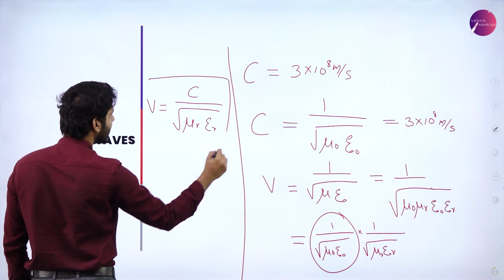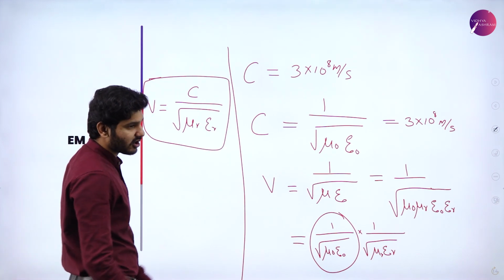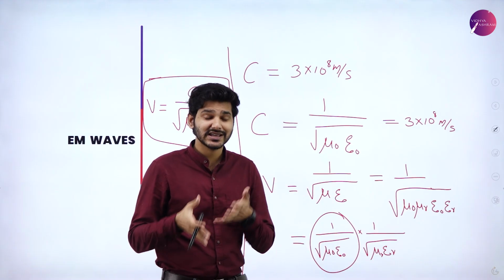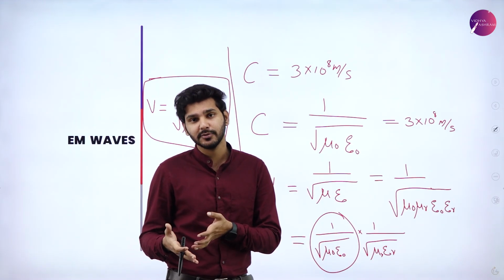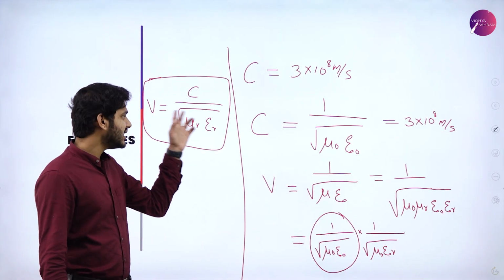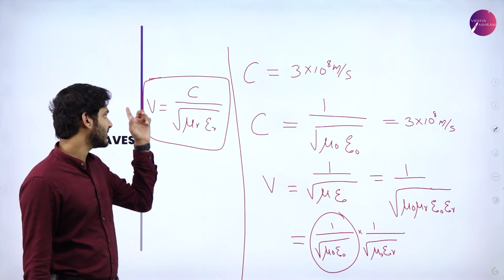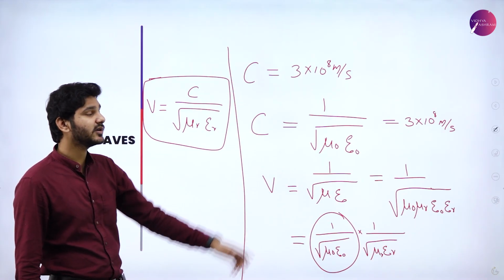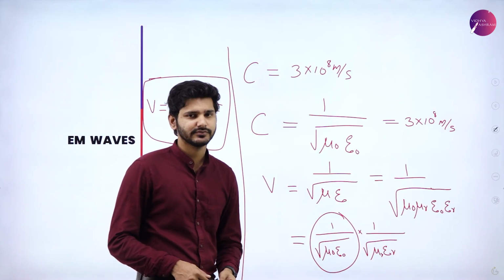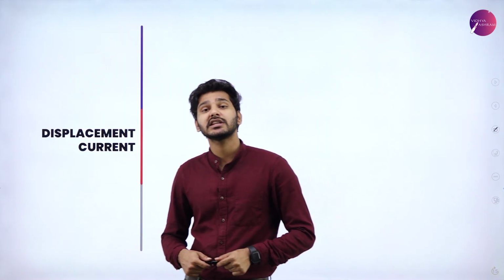Again, this is just a mathematical representation of velocity of light in a material medium. If it is entering into any material medium, then we can use these constants to calculate the velocity of light in that particular medium, because C is already known, which is nothing but 3 into 10 power 8 meter per second. So that is all about electromagnetic waves, the nature of waves and its properties.